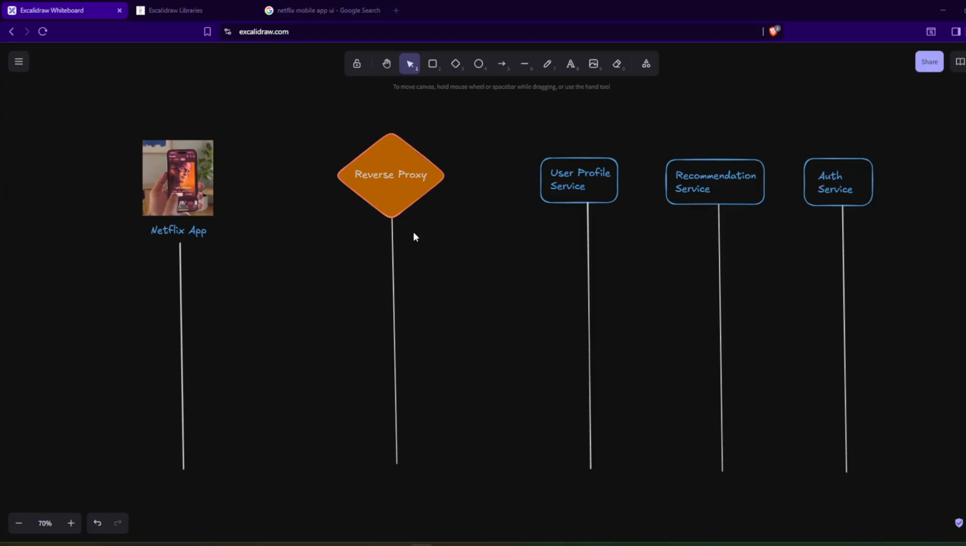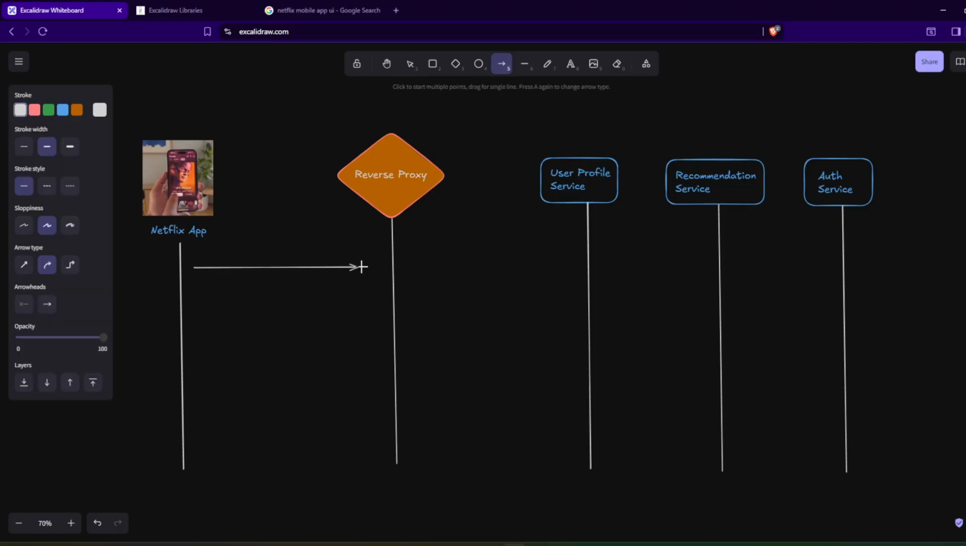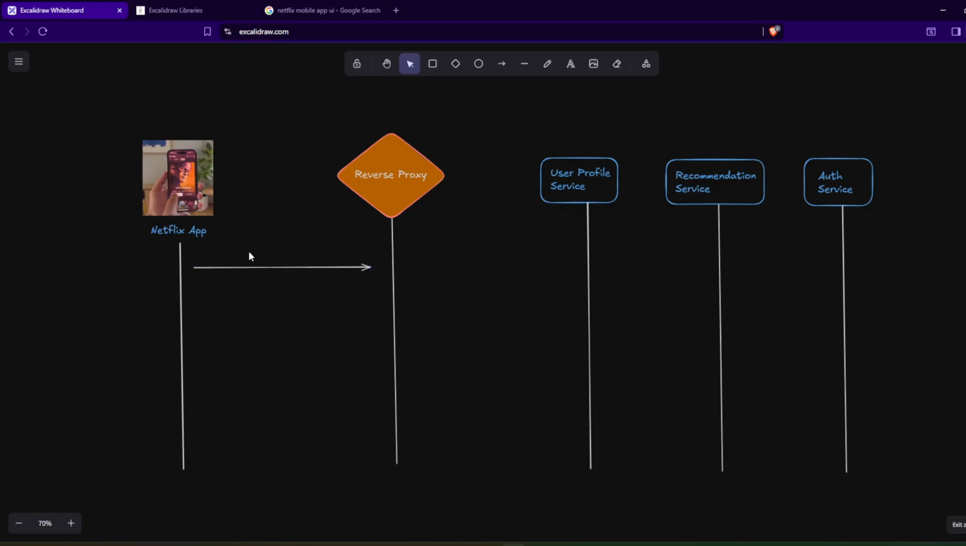Let's see the life cycle of the request that happens with the Netflix app and with the reverse proxy. The moment you launch the app, the first request that goes, suppose, will be something like API slash user slash profile. Now the client is completely unaware of the proxy. Here I am the user, suppose I don't even know that the proxy exists, but it goes into this proxy.